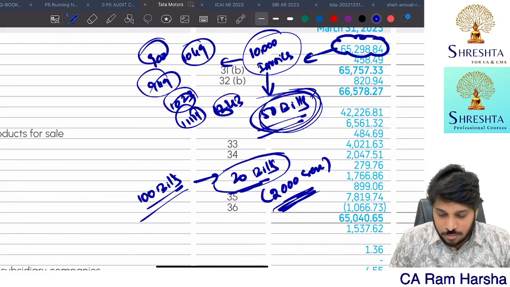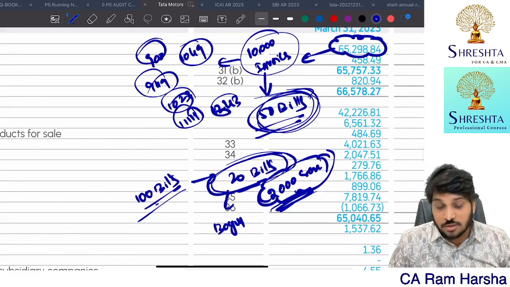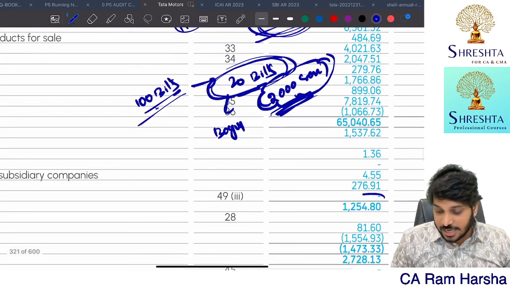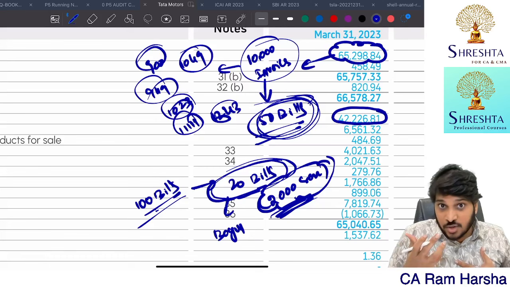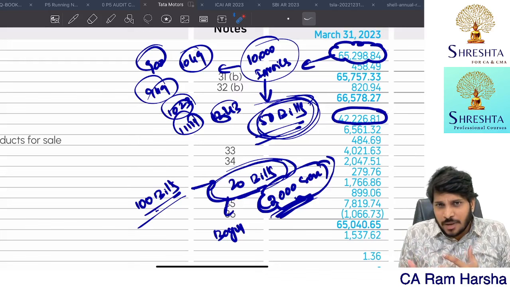Let us assume 20 bills out of the 100 which I selected, I found that they are bogus. The value of those bills is 2,000 crore worth of bogus purchases. They are not true. But the company showed the entire 42,000 crore as purchase, and profit is calculated accordingly. Whereas I know, after verifying the background documents, this 2,000 crore worth of purchases is completely bogus. It's fake. Now tell me, can I give a positive opinion on this profit and loss account?